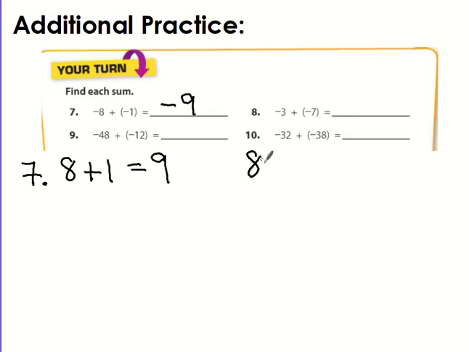So here is number 8. I would go 3 plus 7. There are their absolute values. Negative 3 is 3 away from 0. Negative 7 is 7 away from 0. I add them together, I get 10. But because they were both negative originally, my answer is negative in the end as well.